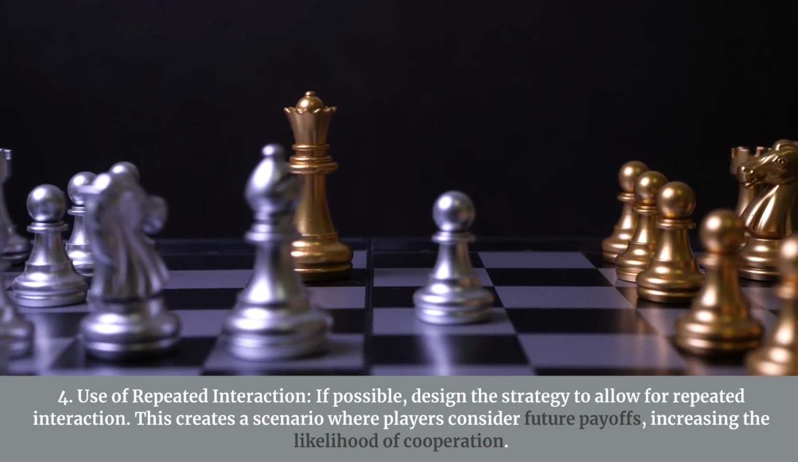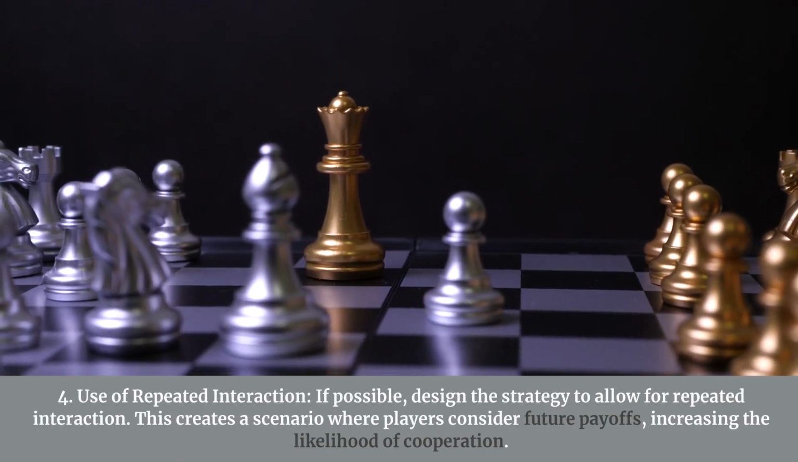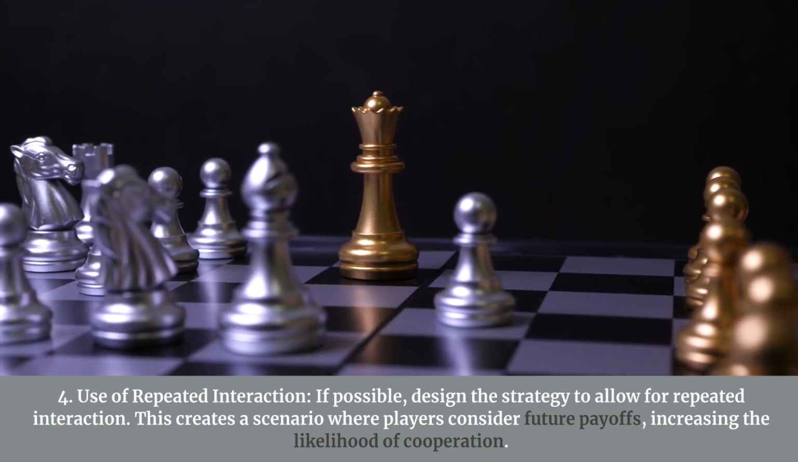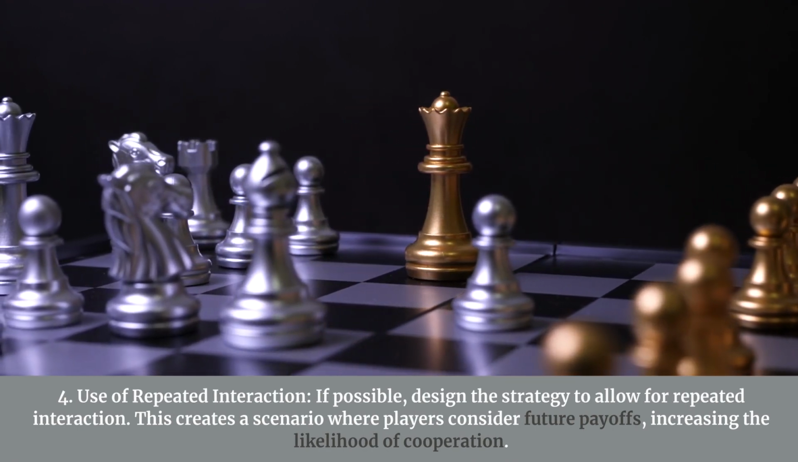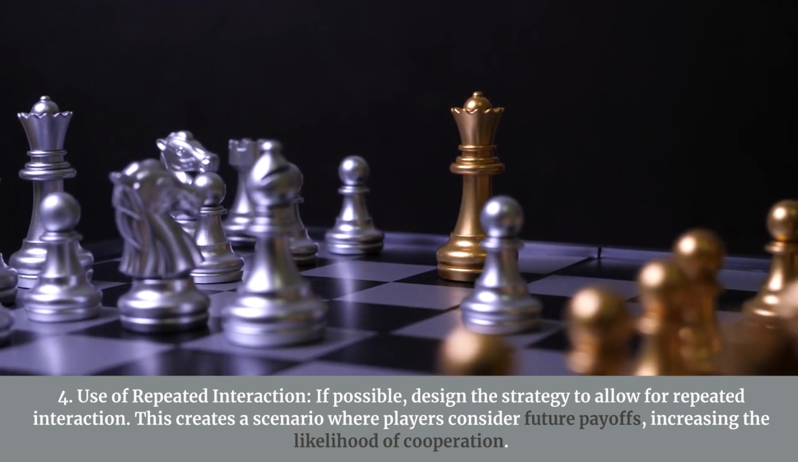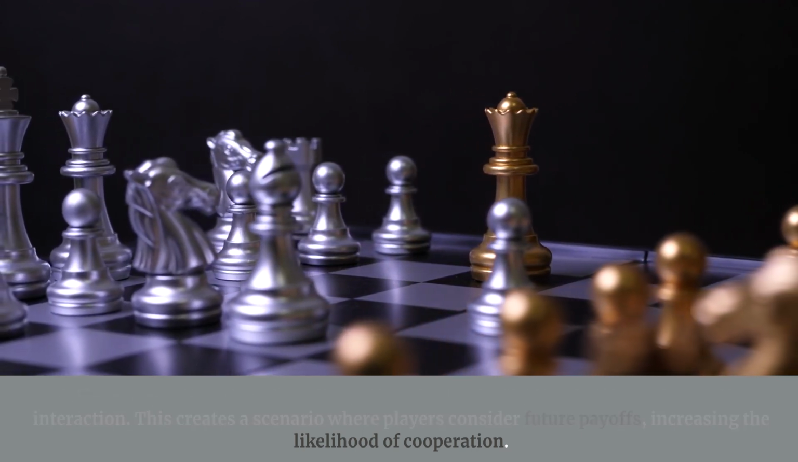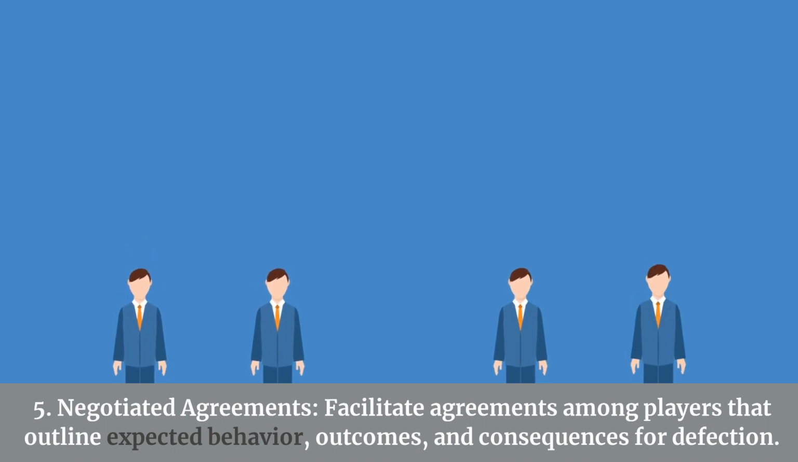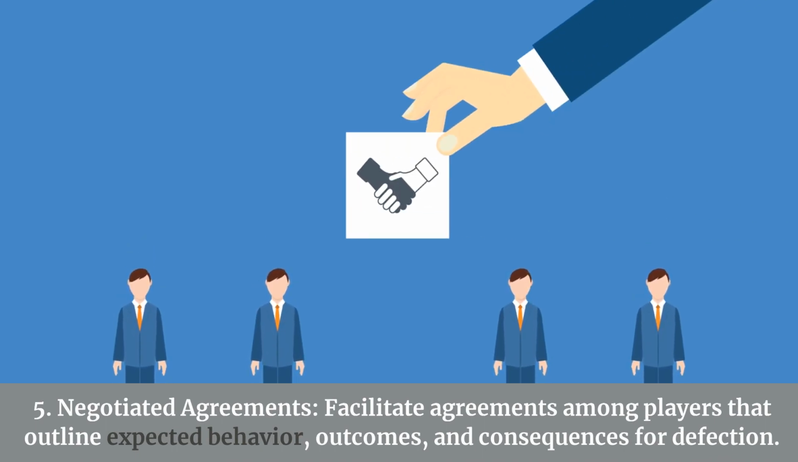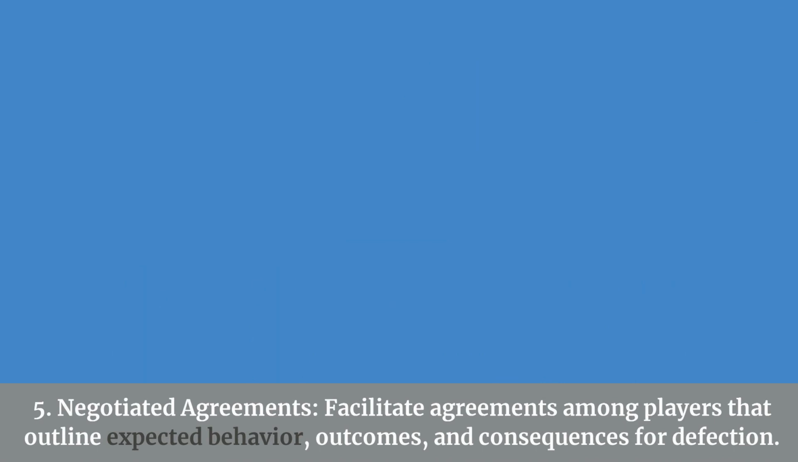4. Use of repeated interaction. If possible, design the strategy to allow for repeated interaction. This creates a scenario where players consider future payoffs, increasing the likelihood of cooperation. 5. Negotiated agreements. Facilitate agreements among players that outline expected behavior, outcomes, and consequences for defection.